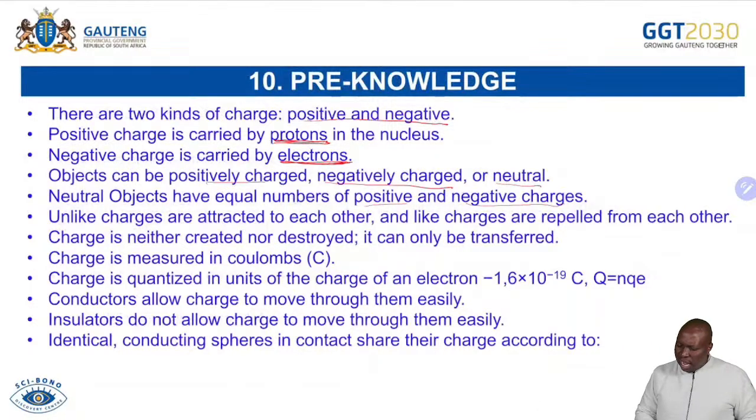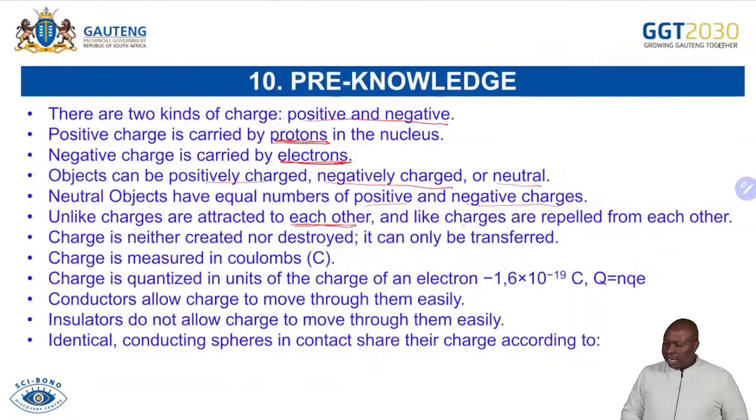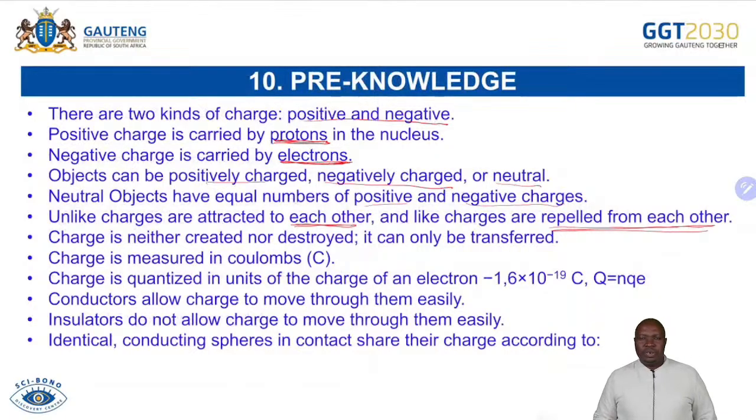Now, unlike charges are attracted to each other. We talked about that when we were talking about electric field patterns. And we said like charges are repelled from each other. You have seen that when we have a positive and a positive, they repel one another. When you have a negative and a negative, they repel one another. But when you have a positive and a negative, you saw how the electric field patterns are drawn.